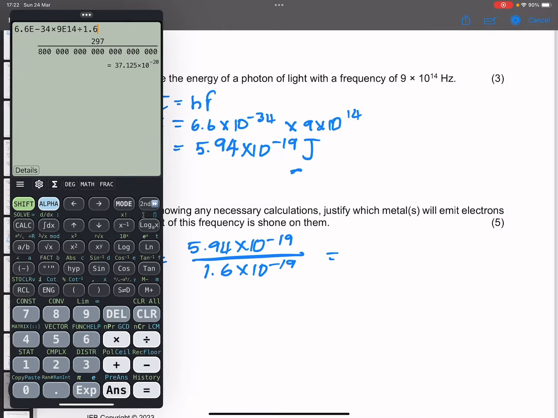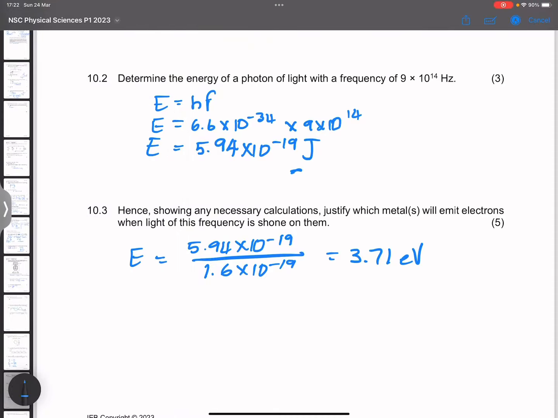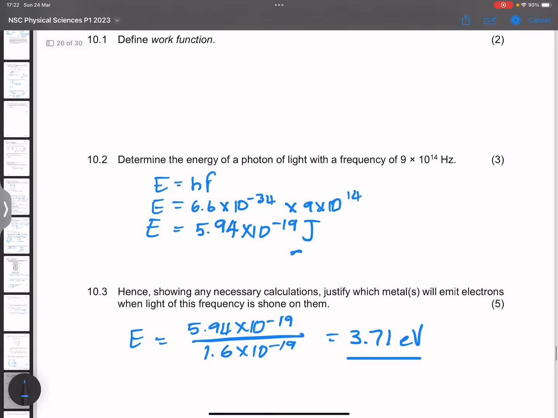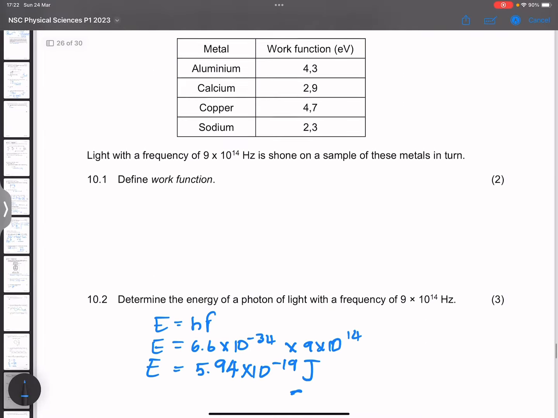So, exponent negative 19. And I get an answer of 3.71 electron volts. Now, anything that is below this value in terms of work function will be able to emit electrons, but anything that is above 3.71 will not be able to emit electrons.